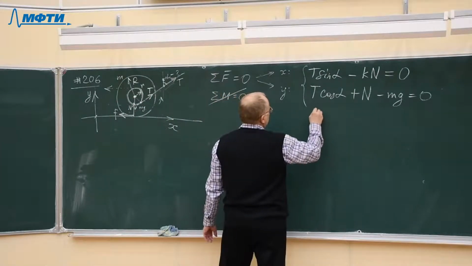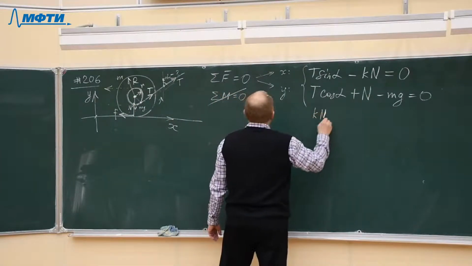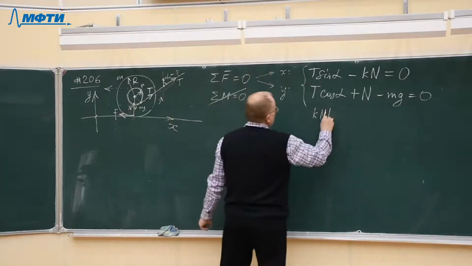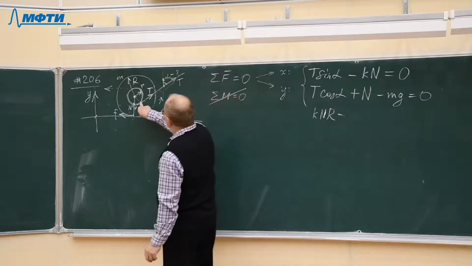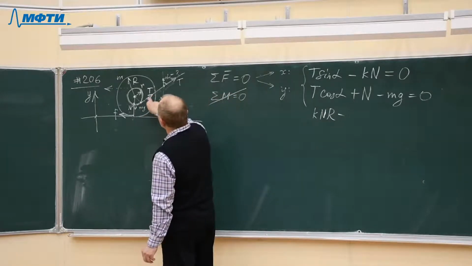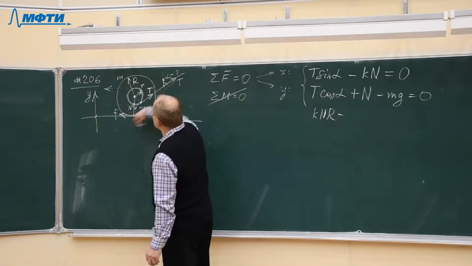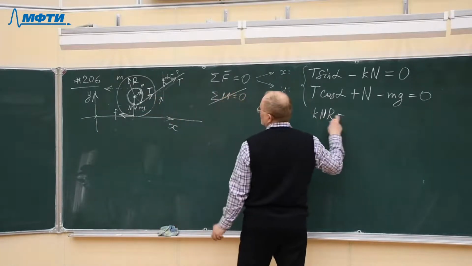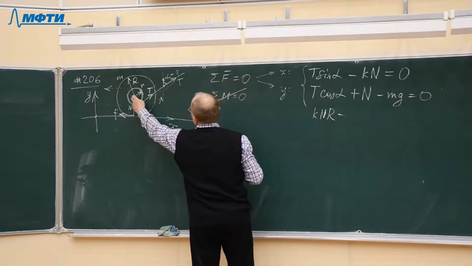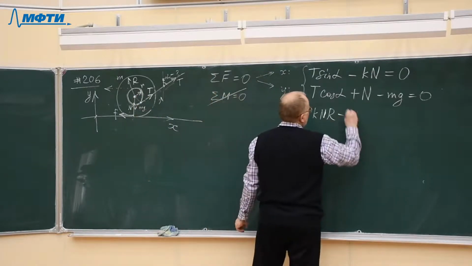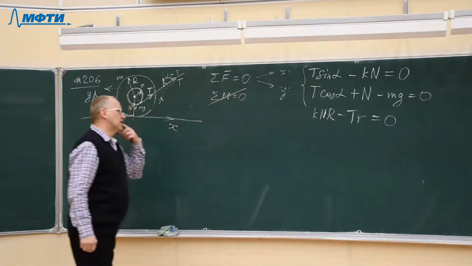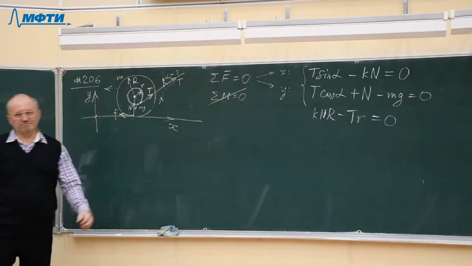F, force of friction, which is kN, times the arm of this force, which is R, capital, minus force T, which tends to rotate in counterclockwise direction, in the opposite direction. So it will go with an opposite sign. Force T times the small radius, small r, must be equal to 0. That is when the spool does not rotate.